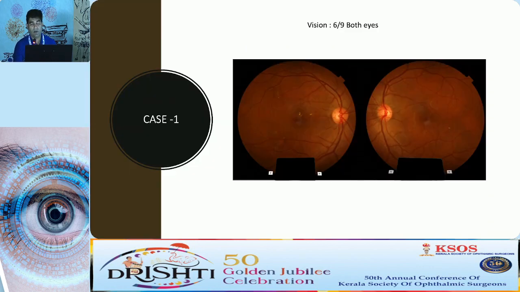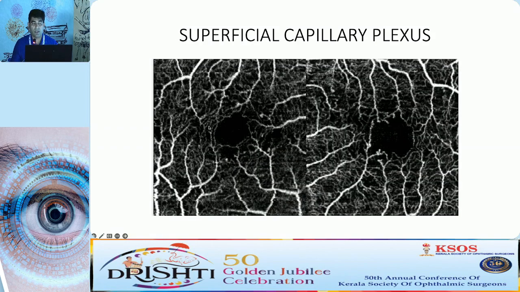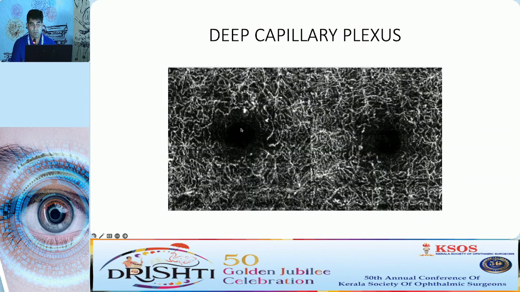This was case one, a patient who came to the OPD with vision of 6/9 in both eyes. It was a mild non-proliferative diabetic retinopathy. And as you can see in the OCT thickness, there is no significant macular thickening. But the OCTA shows increased foveal avascular zone, not only in the superficial capillary plexus, but also in the deep capillary plexus. So the macular ischemia was responsible for the subnormal vision in this patient.